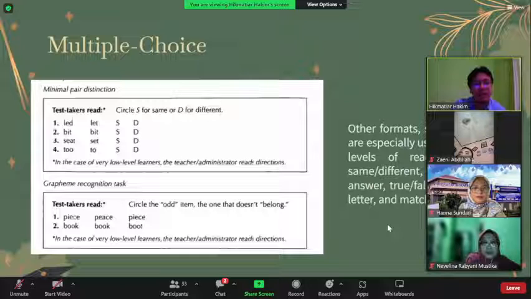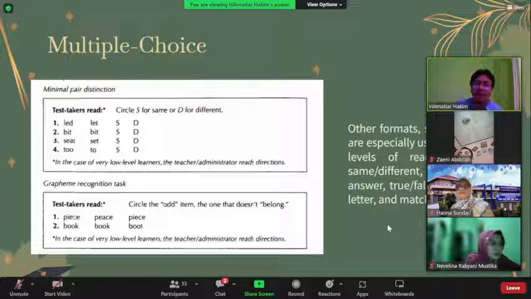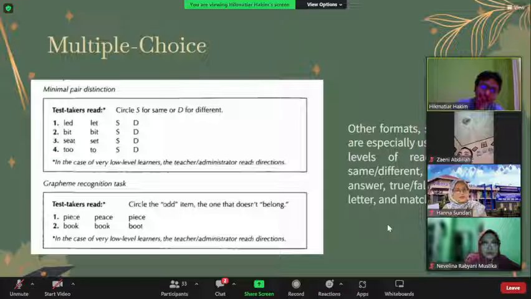Okay, and then the next one is multiple choices. Because perceptive reading is usually for the beginner level, there is a simple way to do the multiple choices. You don't have to use four choices directly. You can use something like this: same or different. You give several words, and then the students have to choose between those words. Is it the same or different? If they think that the word is the same, they should circle the S, meaning the same. If it is different, they circle the D for different. For example, let and let. Is it different or same? And then the students will circle it, etc.